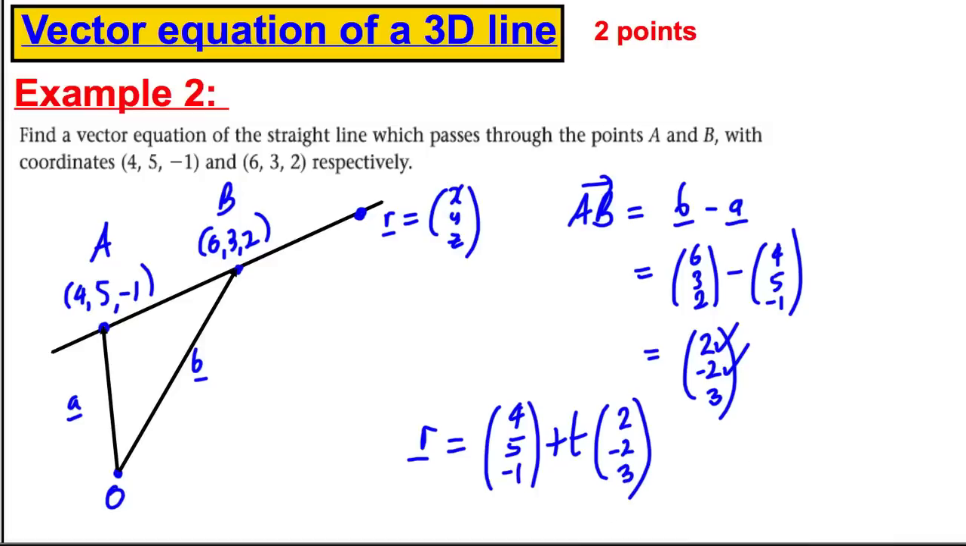And you could combine these like I said in the previous video if you really wanted to, it doesn't matter. You could say that's 4 plus 2t, just expanding this and combining, 5 subtract 2t, and negative 1 plus 3t, and we're done.